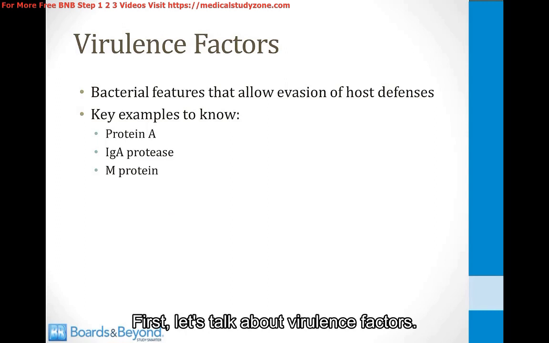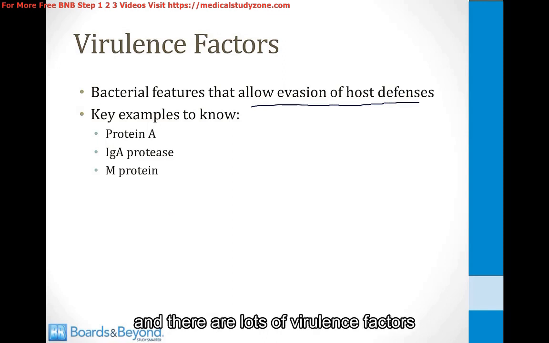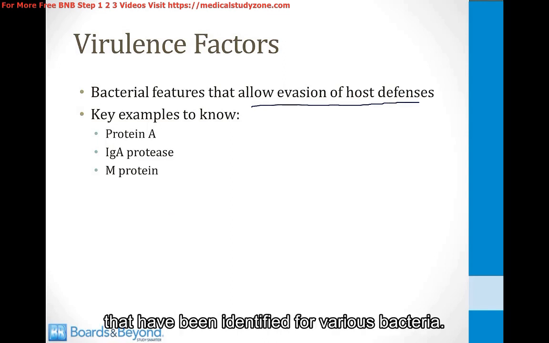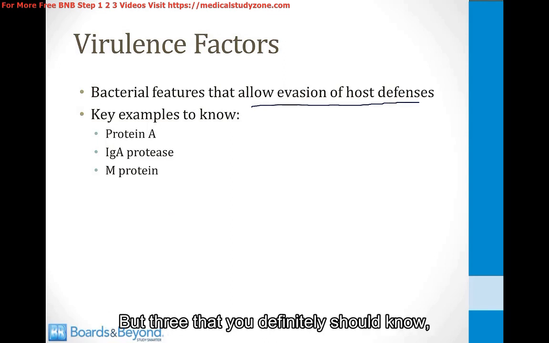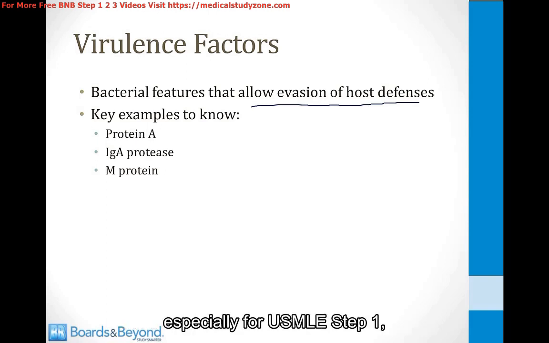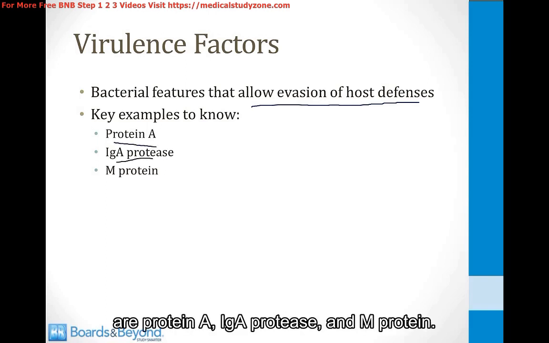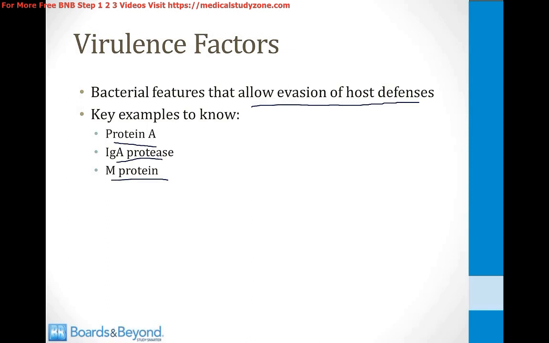First, let's talk about virulence factors. These are features of bacteria that allow evasion of host defenses. There are lots of virulence factors that have been identified for various bacteria, but three that you definitely should know, especially for USMLE Step 1, are protein A, IgA protease, and M protein.